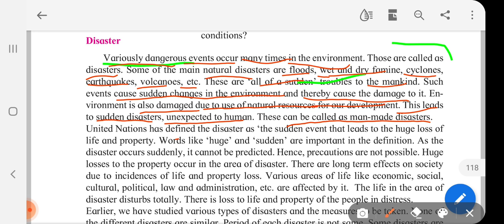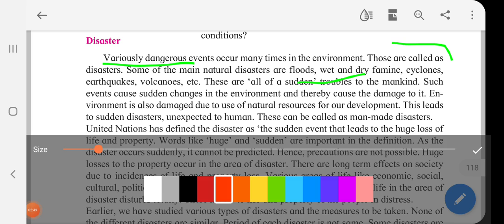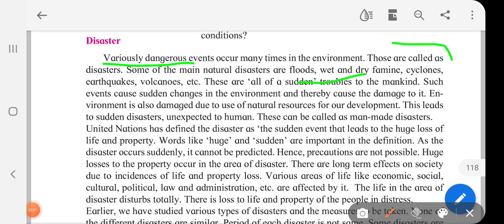The United Nations has defined disaster as a sudden event that leads to huge loss of life and property. So huge event or sudden, these are important in the definition. As the disaster occurs suddenly, it cannot be predicted. Hence, precautions are not possible. So here, huge losses of property occur in the area of disaster.